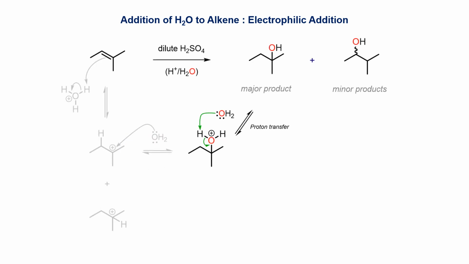To complete the formation of the tertiary alcohol product, a molecule of water solvent acts as a base and removes one of the acidic protons from the tertiary oxonium ion in a fast proton transfer step.